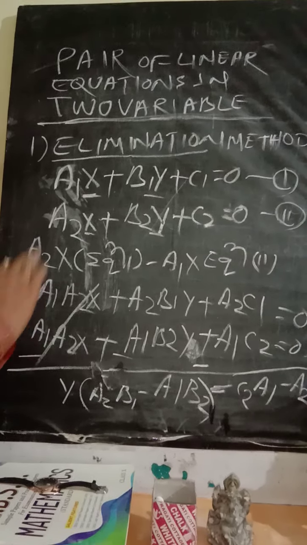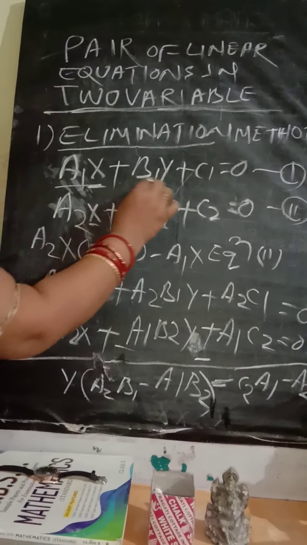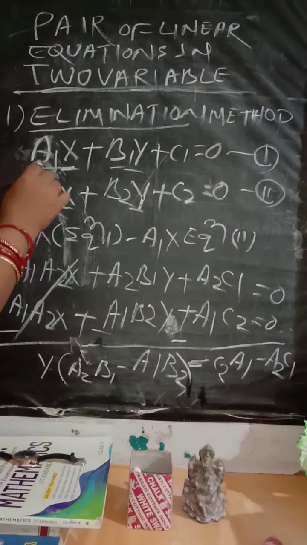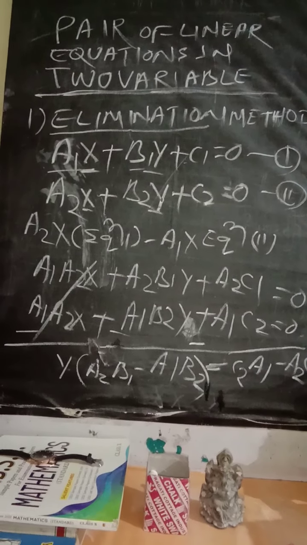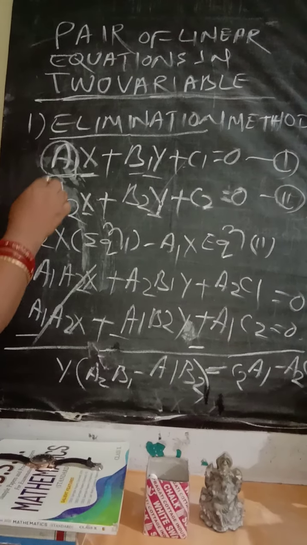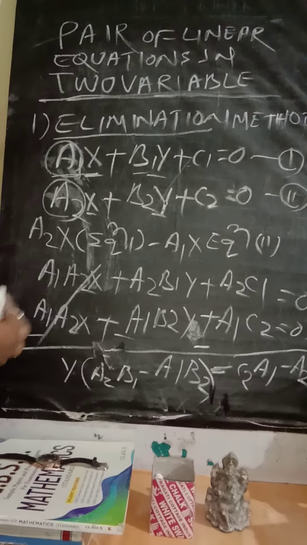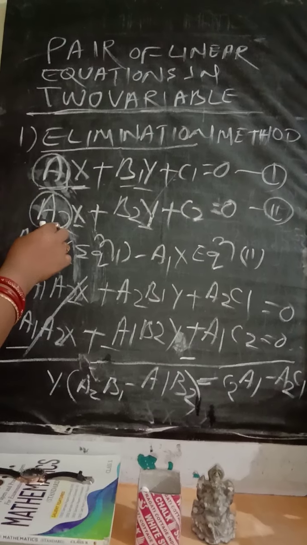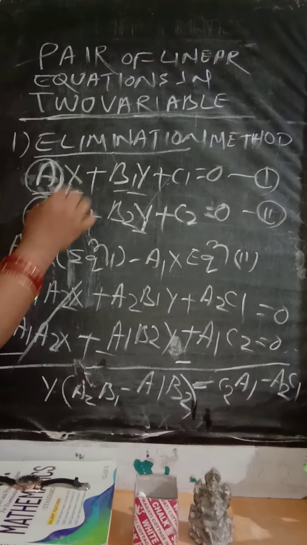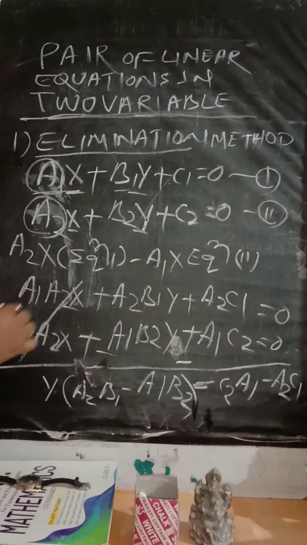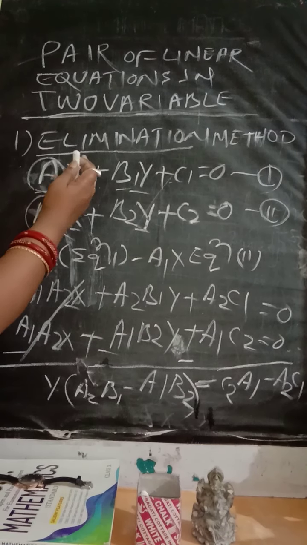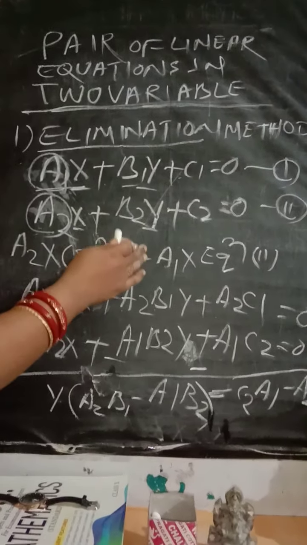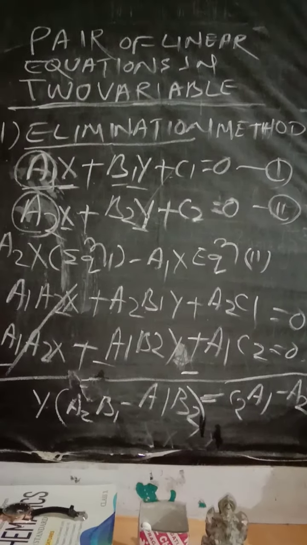How can we eliminate? Let a1x + b1y + c1 = 0 and a2x + b2y + c2 = 0, and we want to eliminate x. Here the coefficient of x is a1 and here it is a2. If we multiply equation 1 by a2 and equation 2 by a1, then we will get a1a2x in both, and we subtract. At that time the x part will be eliminated from both equations. Only y and the constants will remain. After that we will get the solution.